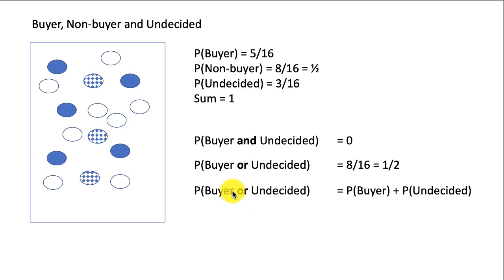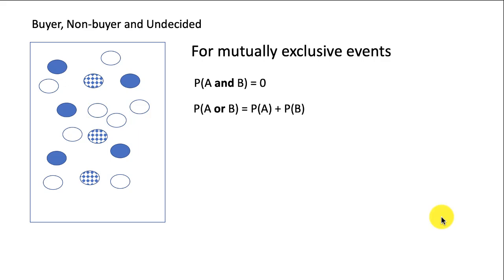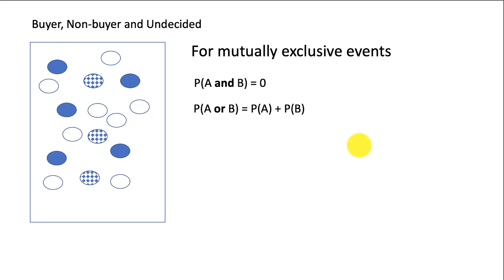So in other words, when you've got mutually exclusive events, the probability of one or the other occurring is simply the sum of the two probabilities. Probability of buyer or undecided is probability of buyer plus probability of undecided, provided the two events are mutually exclusive. So for mutually exclusive events, probability of A and B, where A and B are events, is 0, and probability of A or B is probability of A plus probability of B. That is with respect to mutually exclusive events.